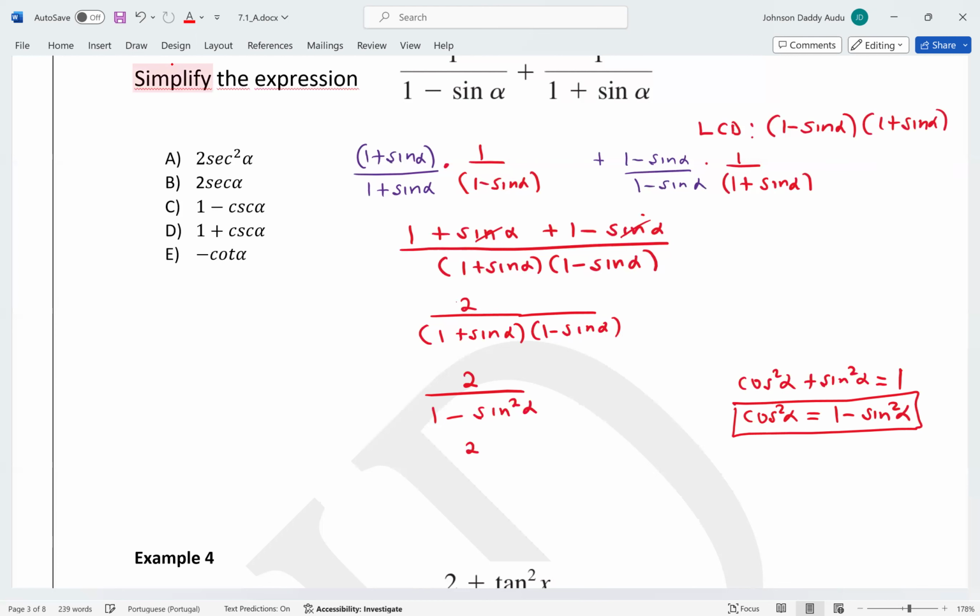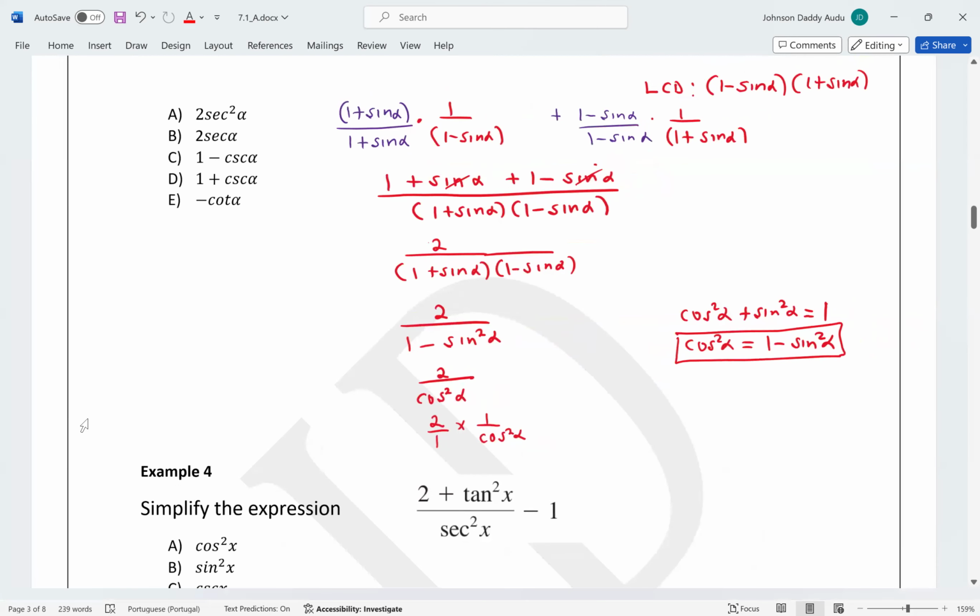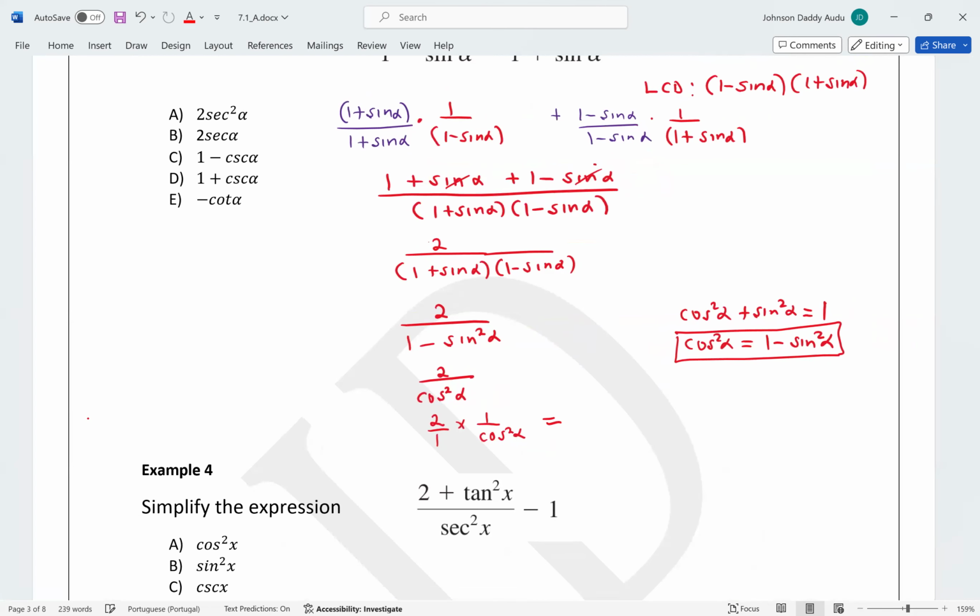So this is going to be 2 over 1 minus this is just going to be cosine squared alpha, right? And what is 2 over cosine squared alpha? It's just 2, because we can write this as 2 over 1 times 1 over cosine squared alpha, right? And once we establish that, we can see that our answer is just, let's just finish it here. This is just 2. 1 over cos squared alpha is what? Is sec squared alpha.